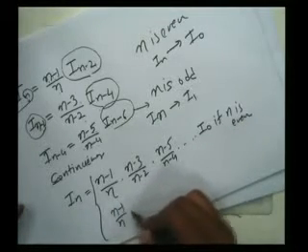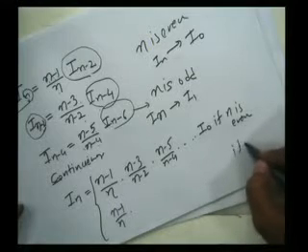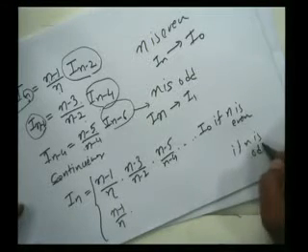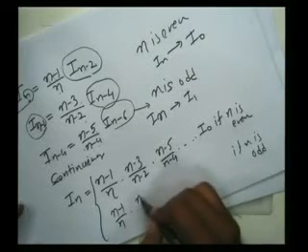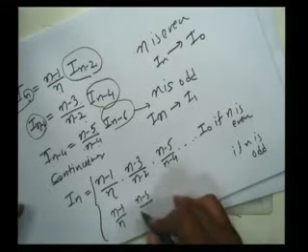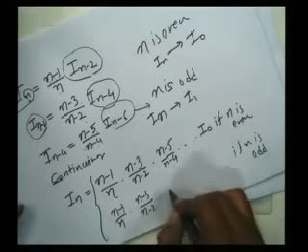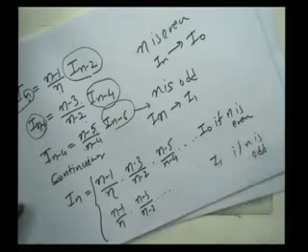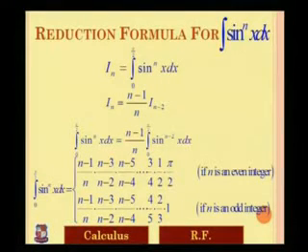And another case, if n is odd, then I_n equals (n minus 1) divided by n, (n minus 3) divided by (n minus 2), and continue. The last term is I1.